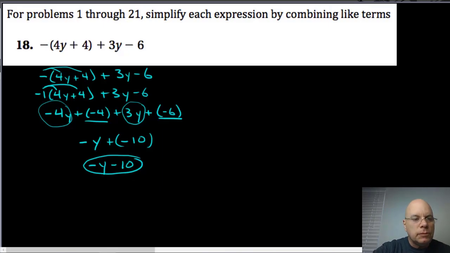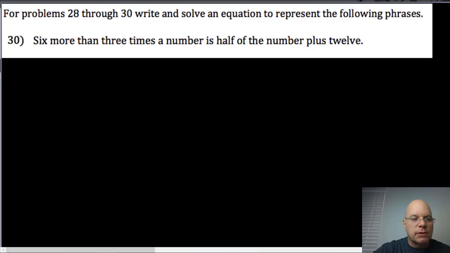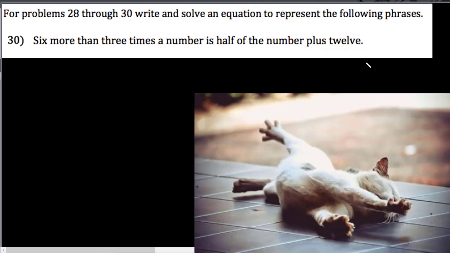I also want to do one of these word problems with you, but I'd like you to try to set up the expression yourself. Problem 30 says 6 more than 3 times a number is half of the number plus 12. So anytime you see a number or the number, that's an unknown, so represent it with a variable. Try to write that expression, then try to solve it by combining like terms, and then come back and see how you did, please. Paused.